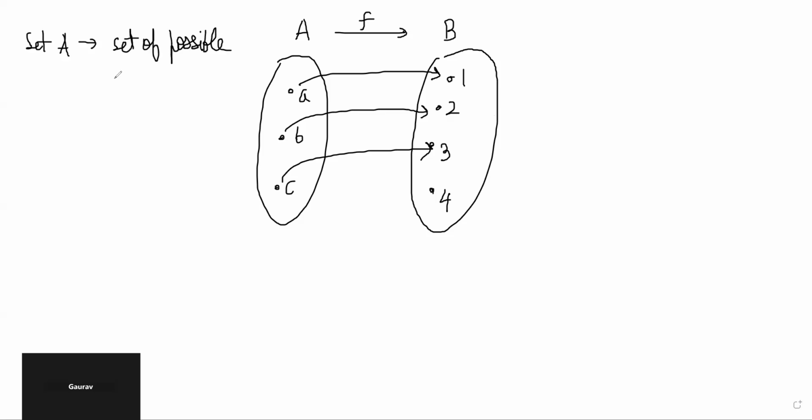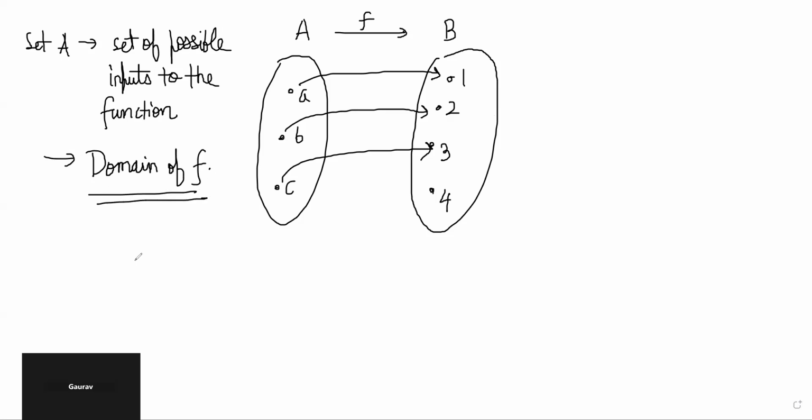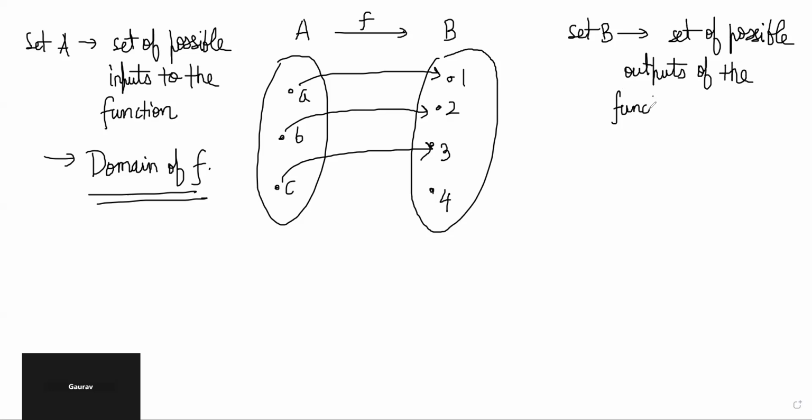Here we will say that set A, which is the set of possible inputs to the function, is given a name and is called the domain of the function. And set B is the set of possible outputs of the function, and this set is called the codomain. So there is a domain which is set A, codomain is set B.